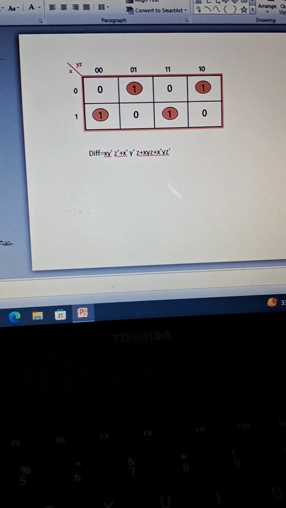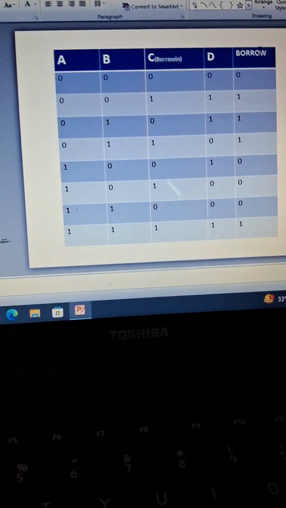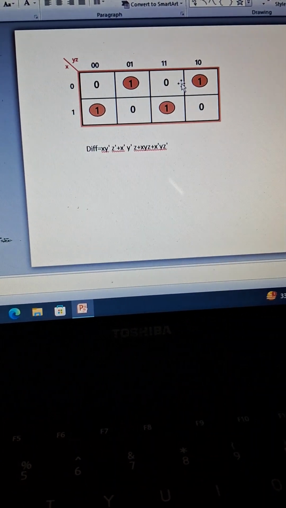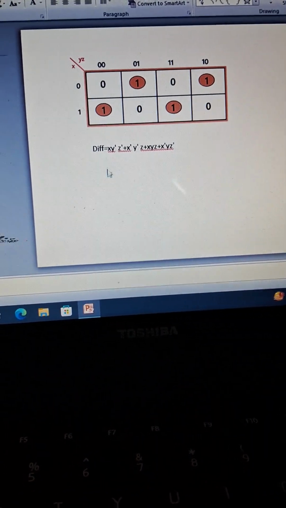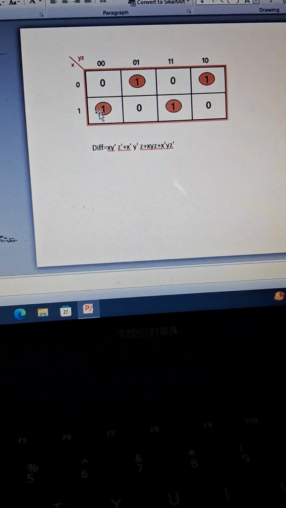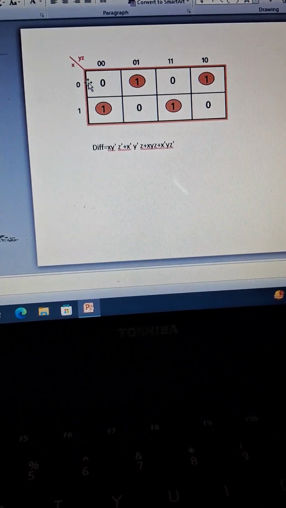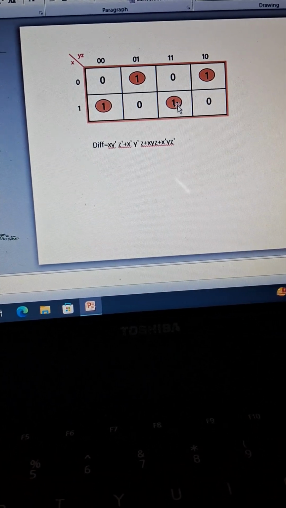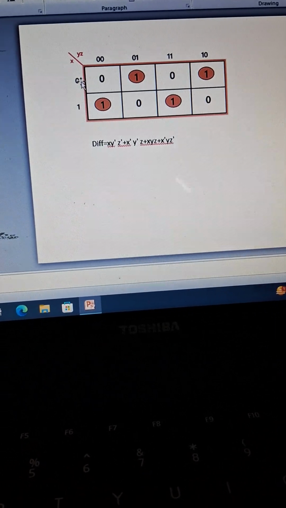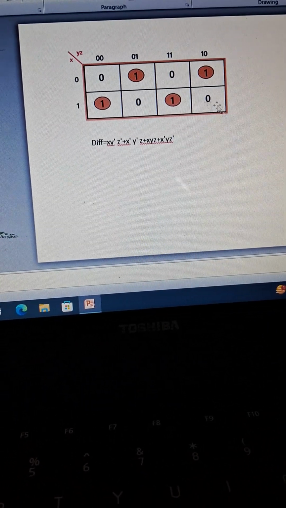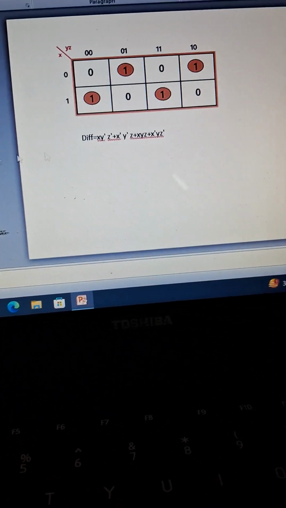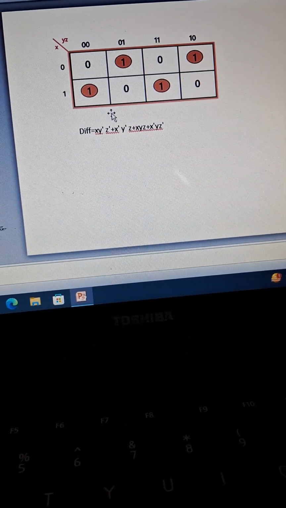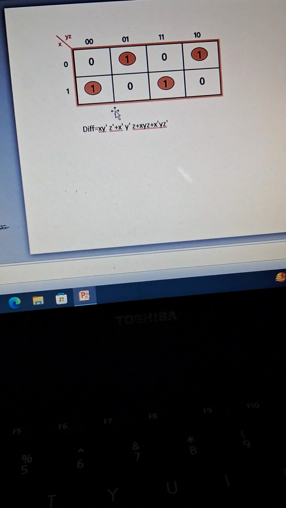So from this truth table, wherever the difference is 1, we mark it on the K map. From this K map, we are going to calculate the values. So those values are x y' z', x' y' z, x y z, and x' y z'. If simplification is possible, then we simplify further, otherwise we can use this for drawing the circuit.